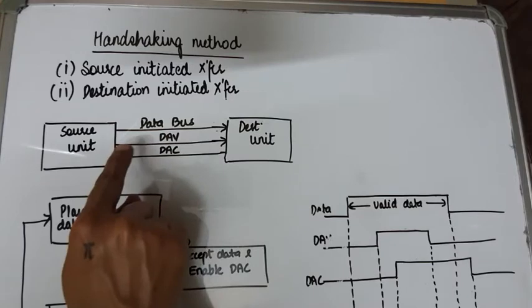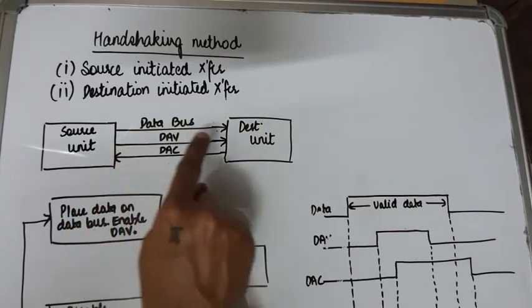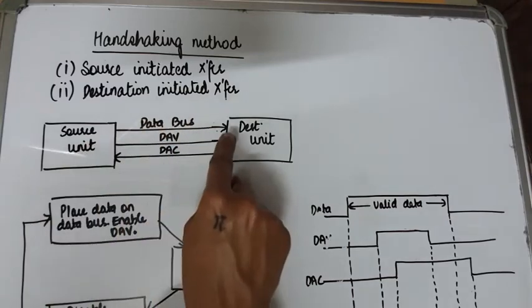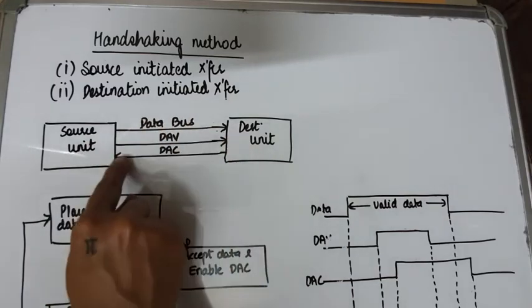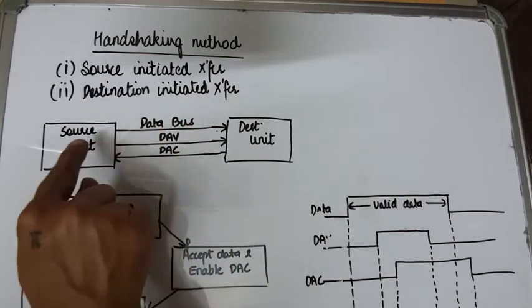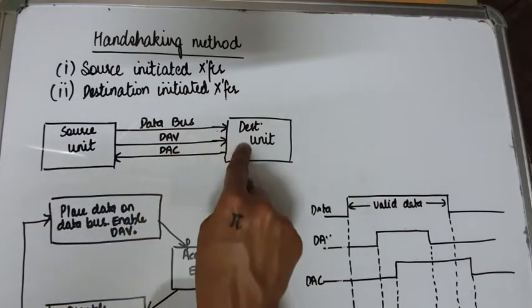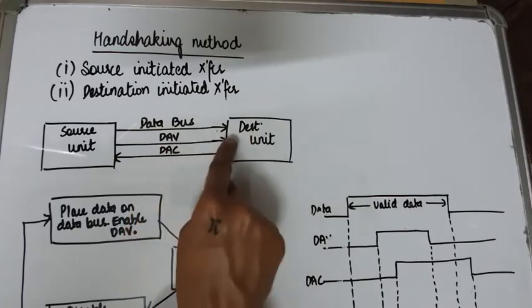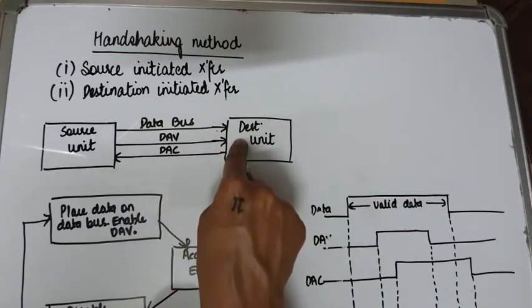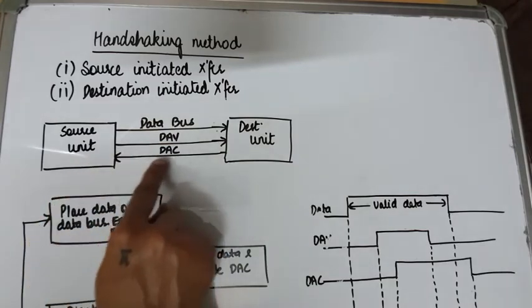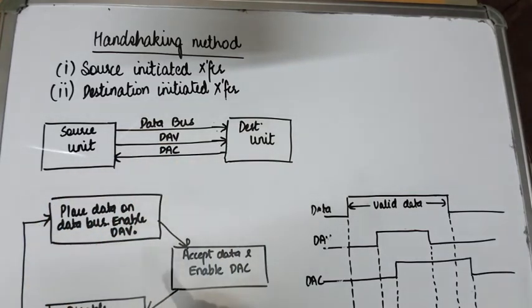So there are two signals, one running from the source to the destination and the other running from the destination to the source. The one running from the source to the destination is the DAV signal, the data available signal, which tells the destination that the data is available for it, and when the destination reads the data, it tells the source unit that it has accepted the data. Now we will study this flowchart.